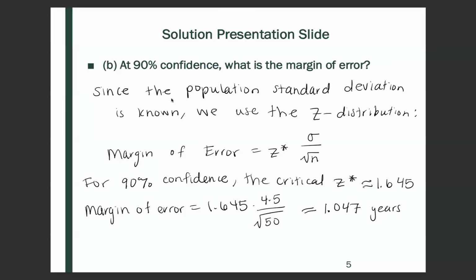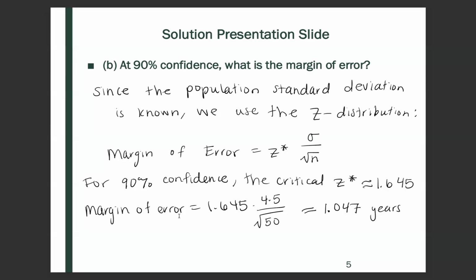At 90% confidence, what is the margin of error? So since the population standard deviation is known, we were given that in the problem, then we can use the z distribution to calculate the margin of error. So we're going to use our critical value z star times sigma over the square root of n, being the sample size. And so for 90% confidence, our critical value is going to be 1.645.